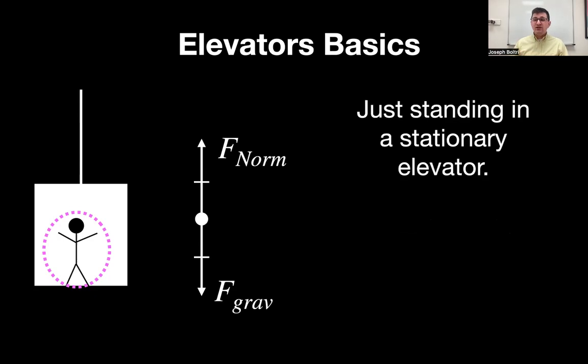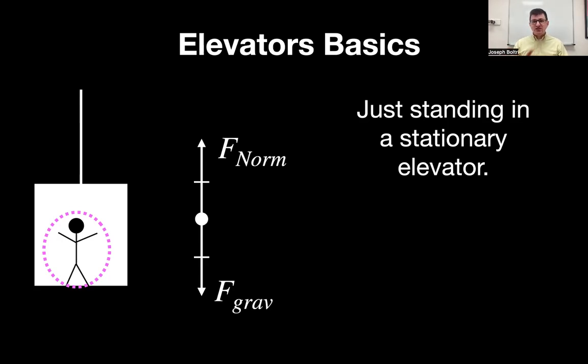And so here would be the force diagram if a person were just standing in a stationary elevator. You see in this example that force normal and force gravity are balanced. That makes sense because if you're just standing in the elevator and it's stationary, then you're going to maintain your constant velocity of 0 meters per second. So the floor has to push up as much as the earth is pulling down.